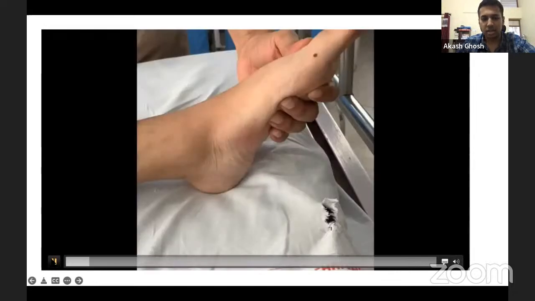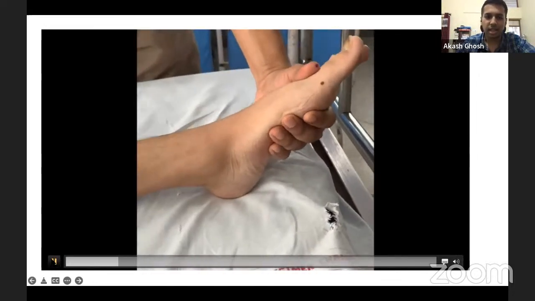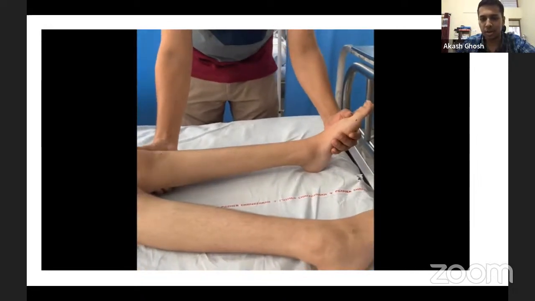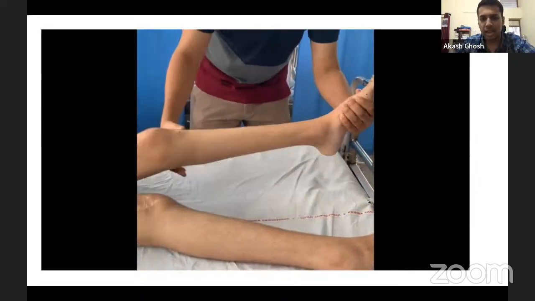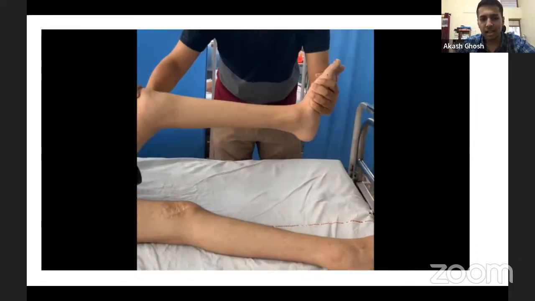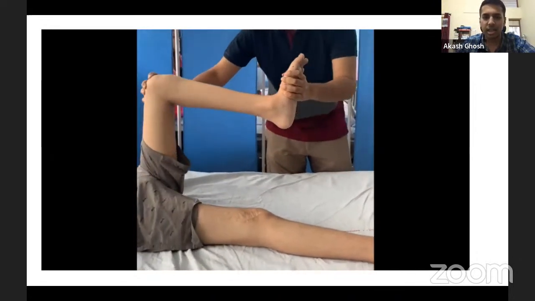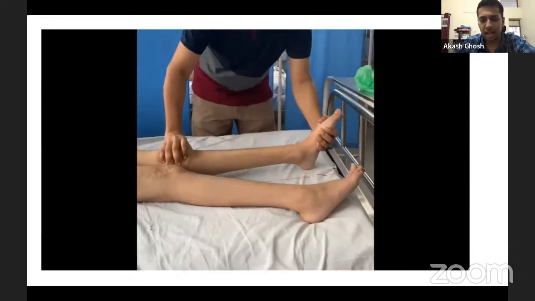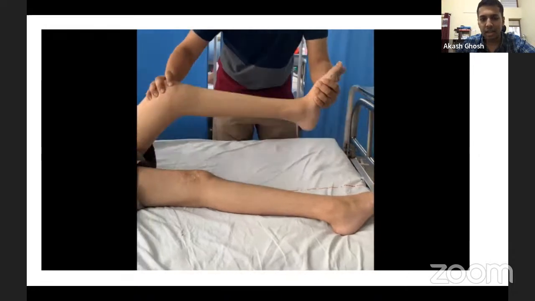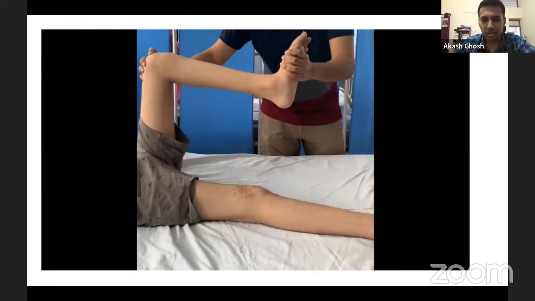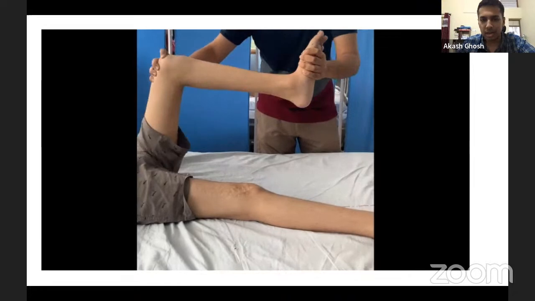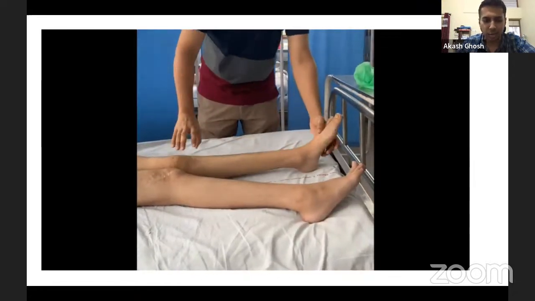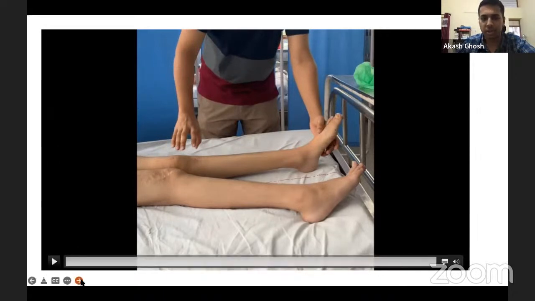I'll again show it on a patient. First I'm putting the subtalar joint in a neutral position, locking it. Then I'm trying to passively dorsiflex the ankle while I'm flexing the knee. You can see in this patient, I am able to dorsiflex the ankle. And when I'm extending the knee back again, it's going into equinus. So possibly the deformity is due to a gastrocnemius cause in this patient.